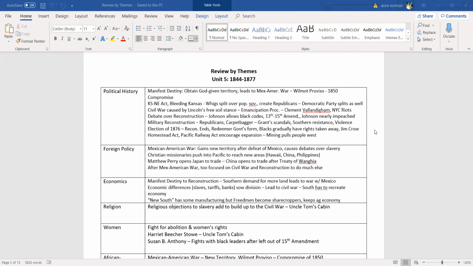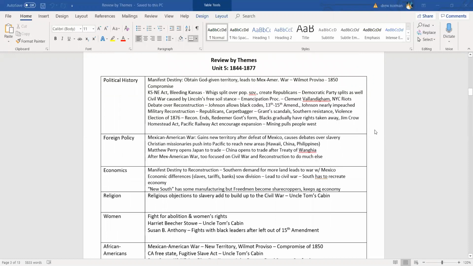Now, the reason they choose the dates for this unit, 1844, I would say marks the election of James K. Polk. And James K. Polk was the president of Manifest Destiny. In the big picture, why it goes through 1877, the big reason for that would be 1877 is the end of Reconstruction. And that would kind of hint at the idea that Manifest Destiny leads to the Civil War, leads to Reconstruction. And so that kind of wraps all these events up in a nice little bow. So let's look at the political history.